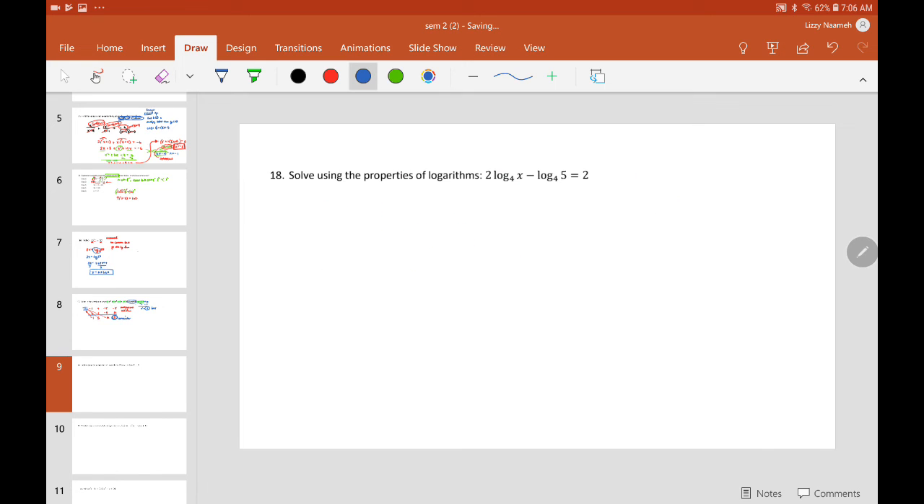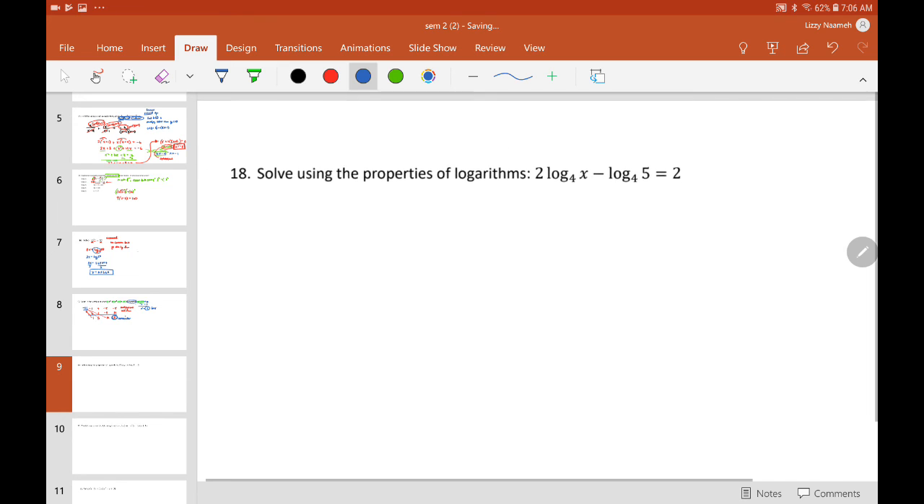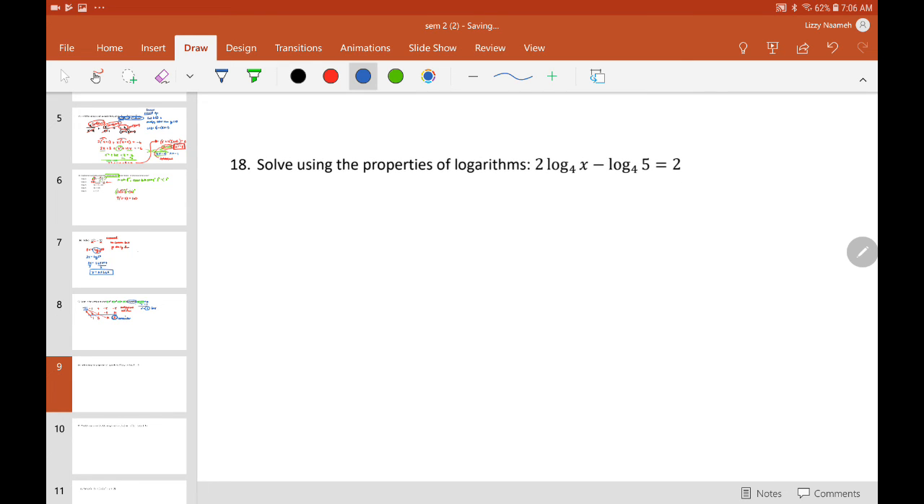All right, number 18, solve using the properties of logarithms. So step 1, any numbers in front, here there is no number in front, becomes an exponent.